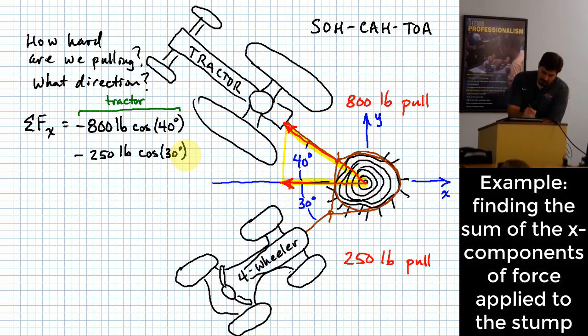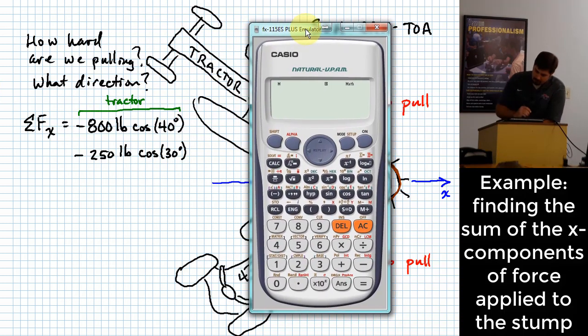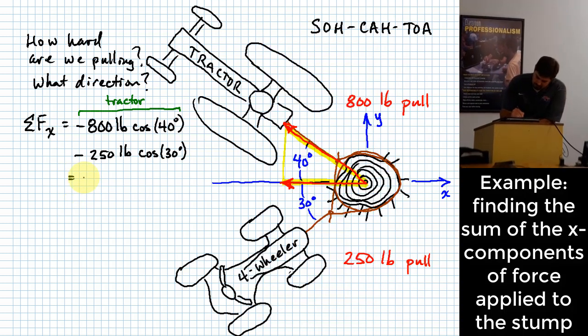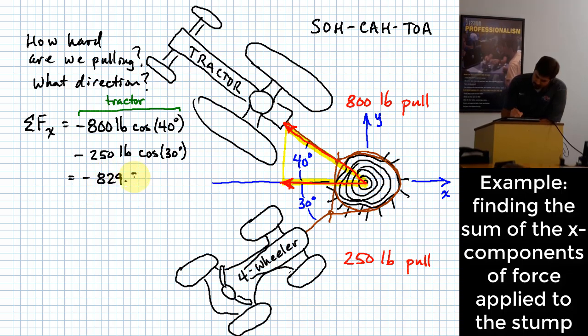Okay? So now what we need to do is actually calculate that. This is the calculator I like to use. We'll put it in here as minus 800 times the cosine of 40 degrees minus 250 times the cosine of 30 degrees. And this ends up giving me negative 829.34. Was it 829.34 pounds? Now I look at my y component.